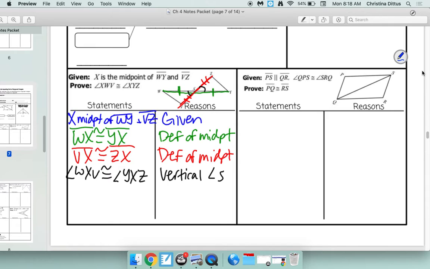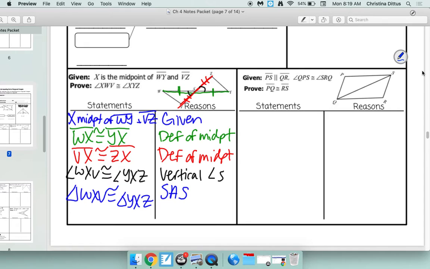Do I have three congruent things? Yeah, what do I have? Side, angle, side. Is that a statement or a reason? It's a reason, side, angle, side. What's my statement part? Yeah, my triangles are congruent. Triangle WXV is congruent to triangle YXZ.